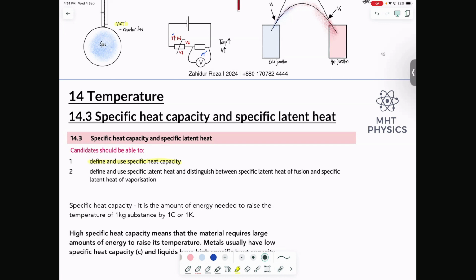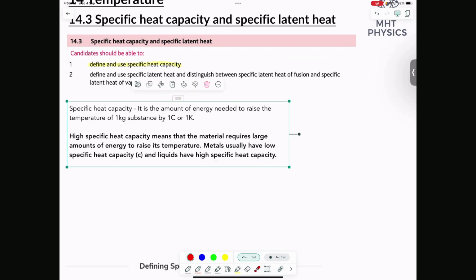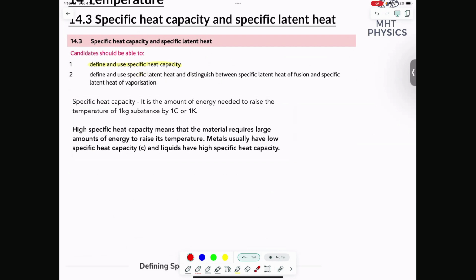So to raise the temperature of a room using, let's say, a Bunsen burner, it'll take years, literally. If I want to heat my room with a Bunsen burner, it'll take me years. But if I want to heat a metal with a Bunsen burner, just place the metal on the burner, and you'll start to notice the metal starts to warm up, right? So it takes less effort to heat up. So that's called specific heat capacity. And high specific heat capacity means the material requires large amounts of energy to raise temperature. Metals usually have low specific heat capacity. Liquids have high specific heat capacity. So this is the definition. You still get the definition here, right?